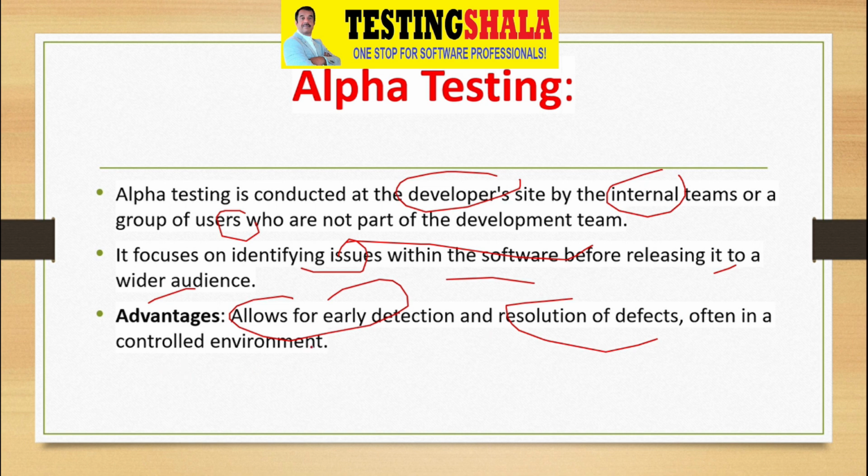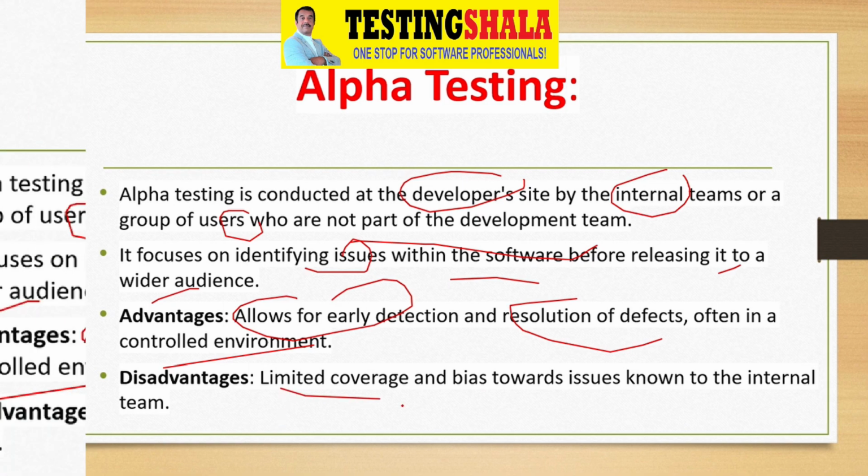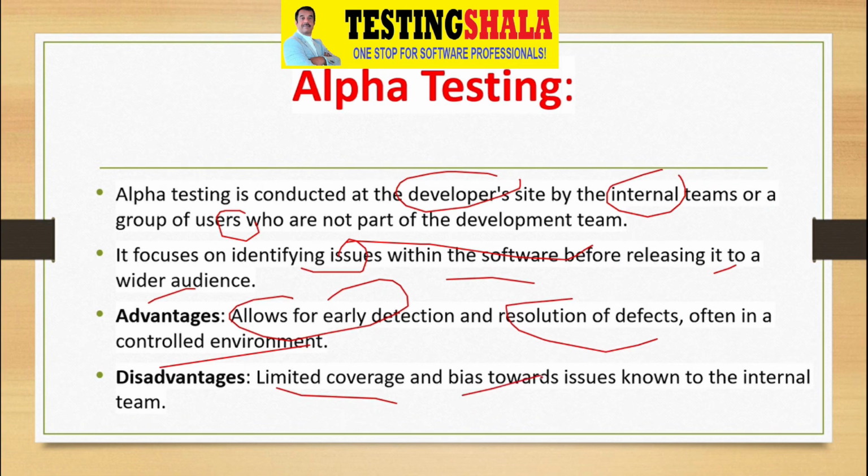Now, what are the disadvantages of alpha testing? Because this is done by the development team, there is limited coverage, and there is always a bias with the issues found during alpha testing, because this is also an internal team. There could be a bias in whatever defects are logged here.